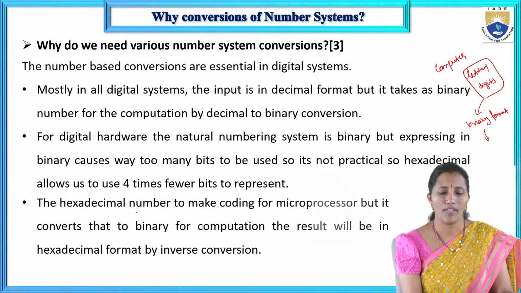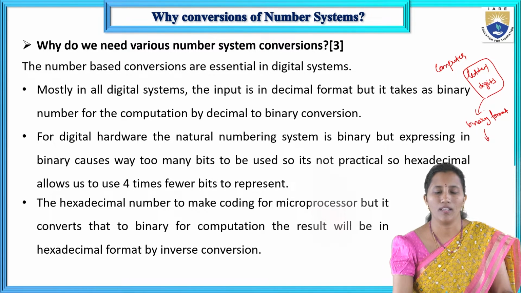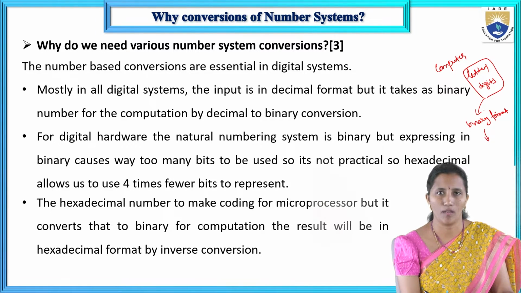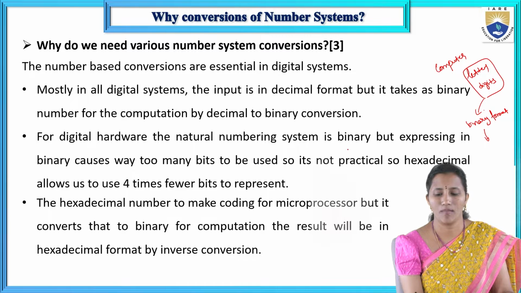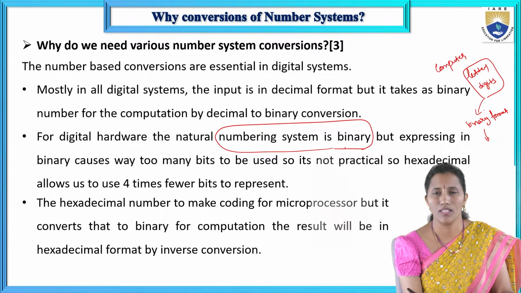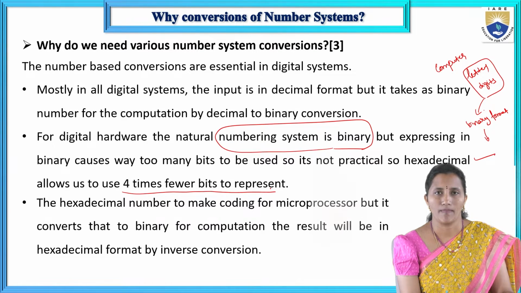So for the computation in digital systems, we will use binary format. For digital hardware, the natural numbering system is binary. But expressing large numbers in binary is too lengthy. So for that we go for hexadecimal, which uses 4 times fewer bits to represent a binary number. So a hexadecimal number uses 4 times fewer bits compared with a binary number.